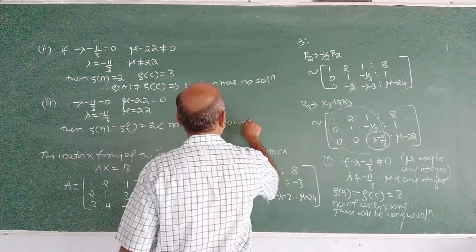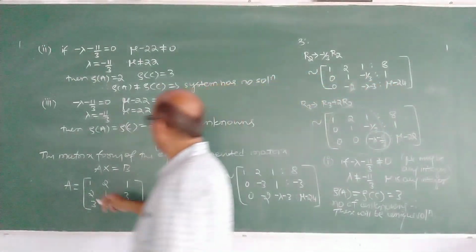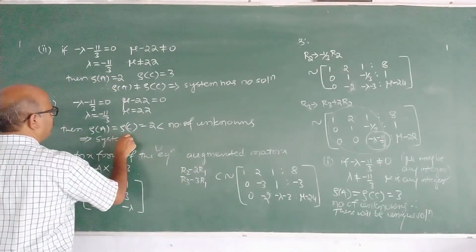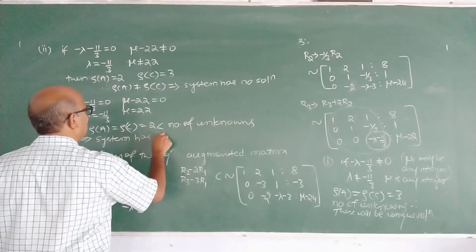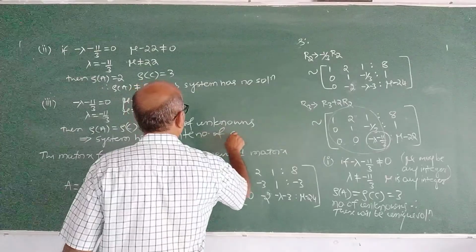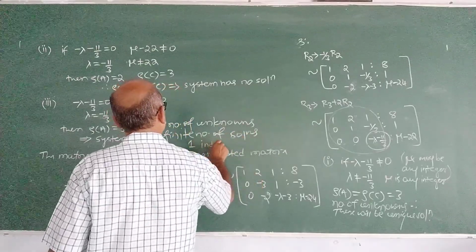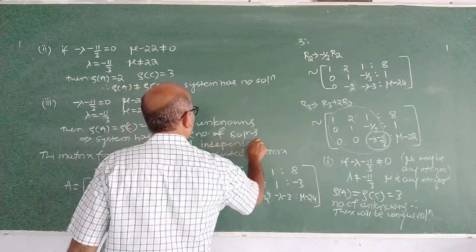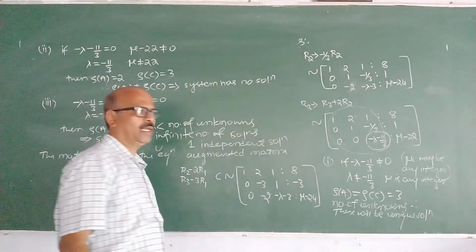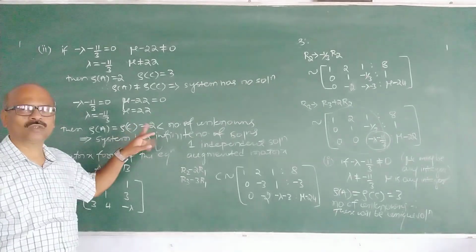What is the number of unknowns? The number of unknowns is 3 here. Now this implies the system has infinite solutions, infinite number of solutions, and one independent solution. Infinite number of solutions and the number of independent solutions is 3 minus 2, that is 1.